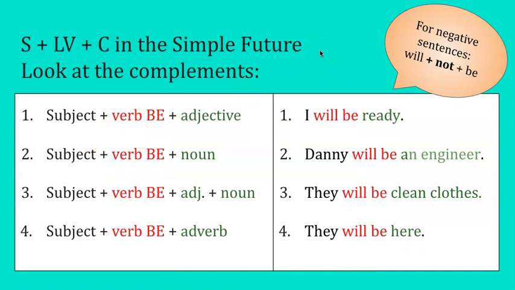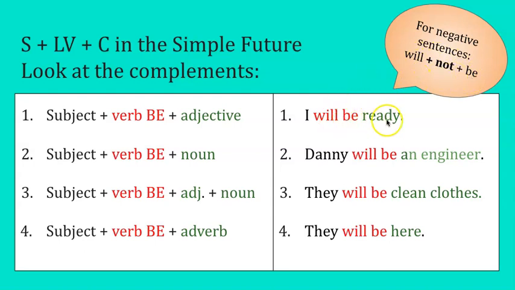Here are examples of sentences using the subject, linking verb, complement style, and the linking verb, the verb be, is in the future tense. Pause the video here to study these examples more carefully. And remember, you can always make the sentences negative by adding not in between will and the verb be.